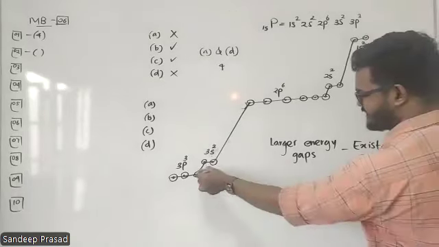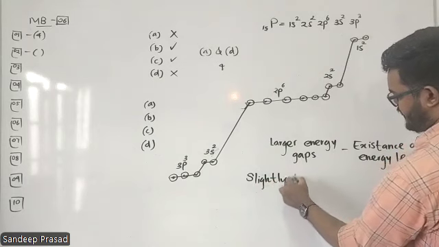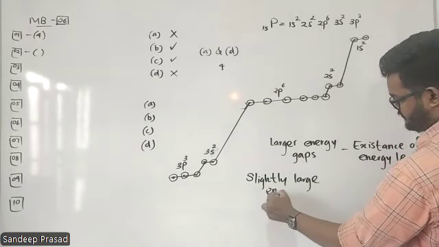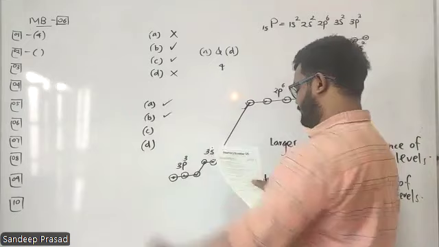Then I told you that there were some slightly larger energy gaps. In slightly larger energy gaps, we are explaining the existence of sub-energy levels. So therefore, here they have given that electrons exist in the main energy level of atoms. Yes, that's true. Electrons exist in sub-energy levels of atoms. That's also correct. Using the ionization energy graph, we can obtain that.